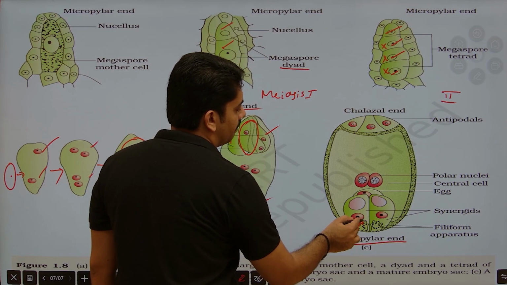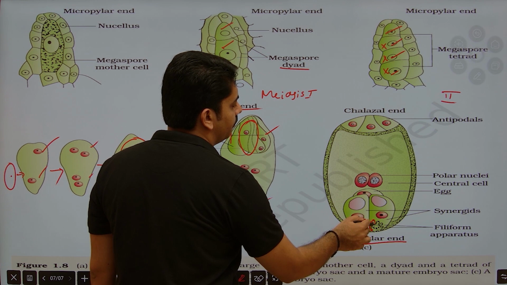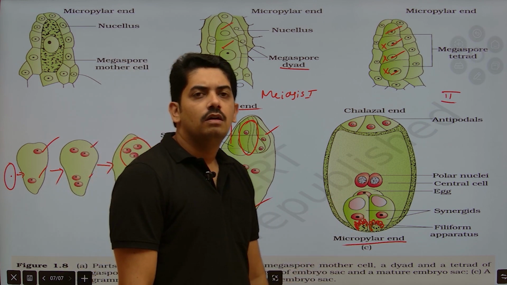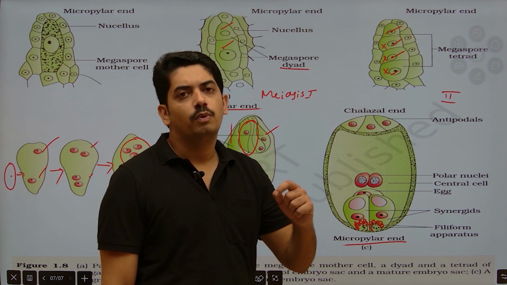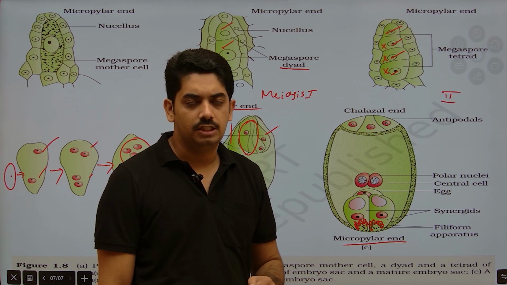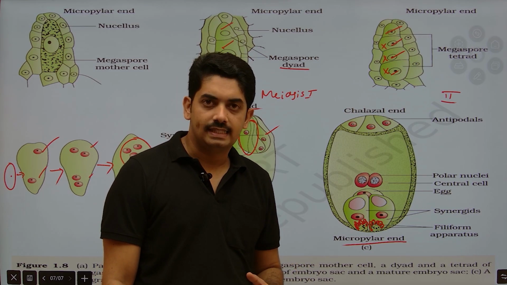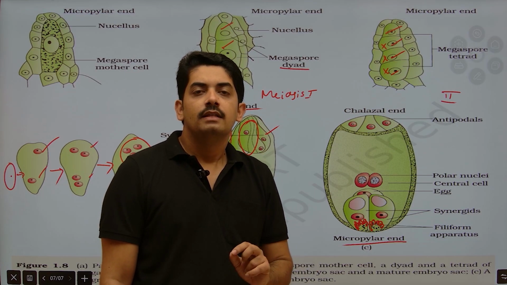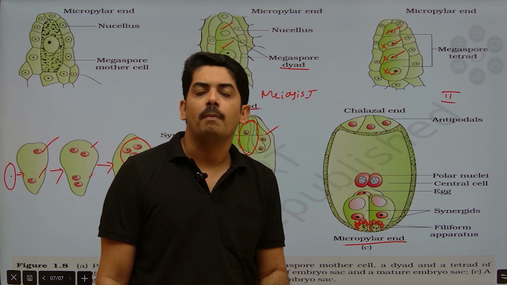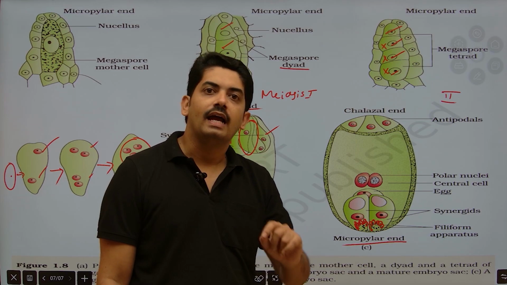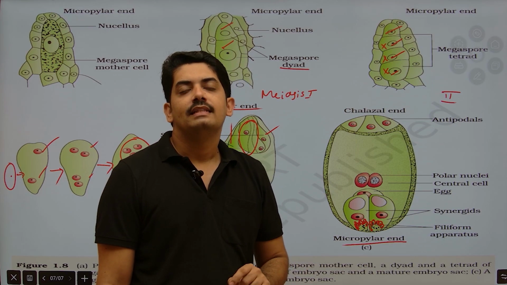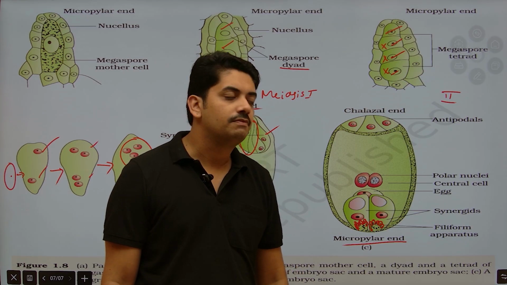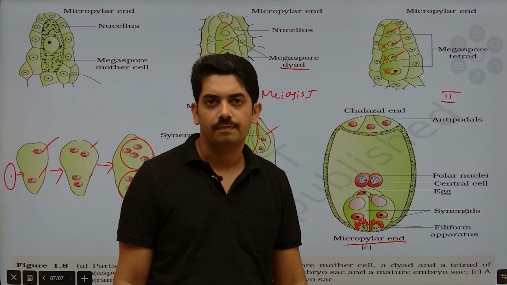Finger-like projections are present and they are called the filiform apparatus. They play a very important role. When the pollen tube reaches the micropylar region, how many male gametes are present? Two male gametes are present. They have to be guided properly towards the egg and the polar nuclei. That guiding is done by the filiform apparatus, which is present in the micropylar region.